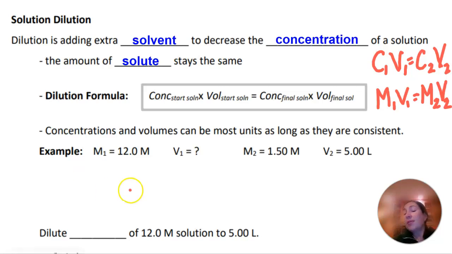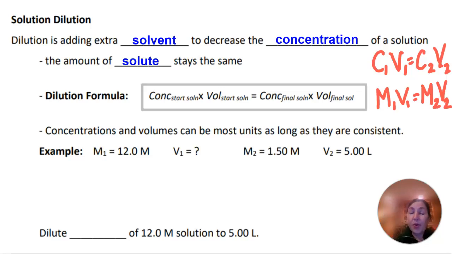So if M is our concentration in terms of molarity, it's my starting molarity and my starting volume, and my ending molarity and ending volume. Concentrations and volumes can be most units as long as they are consistent. So as long as on both sides of the equation you have the molarity in the same units and the volume in the same units.